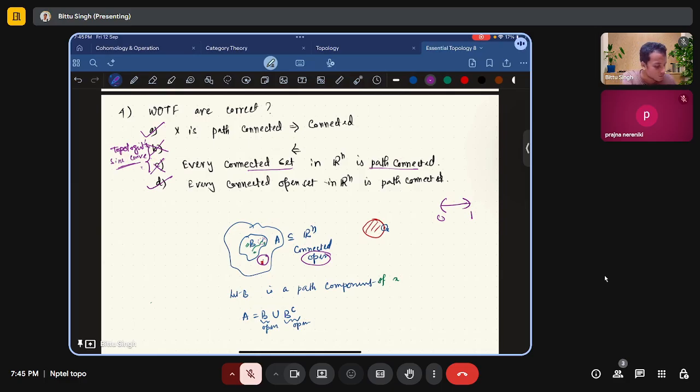So this is connected, so that will imply this is also path connected. So that is why this thing is important. Any connected open set in Rn is path connected.